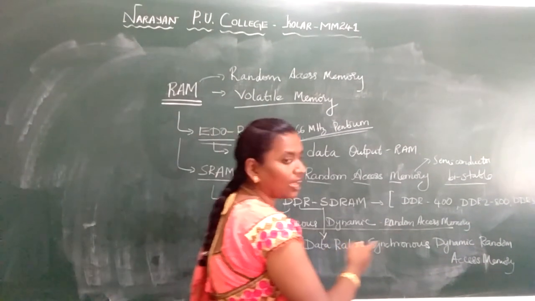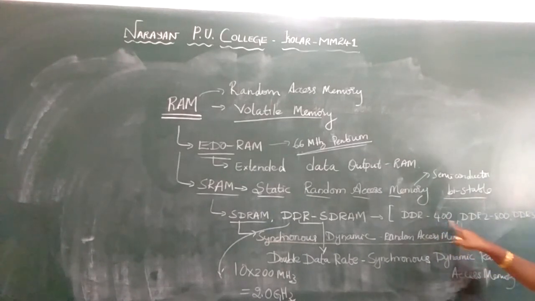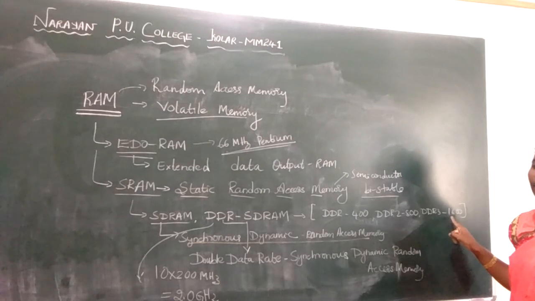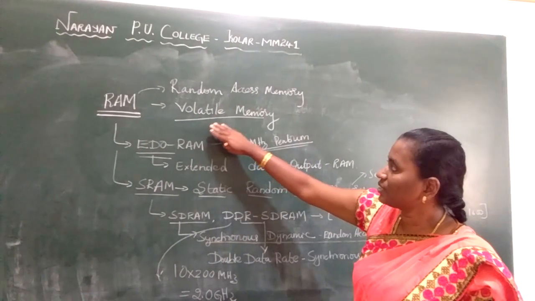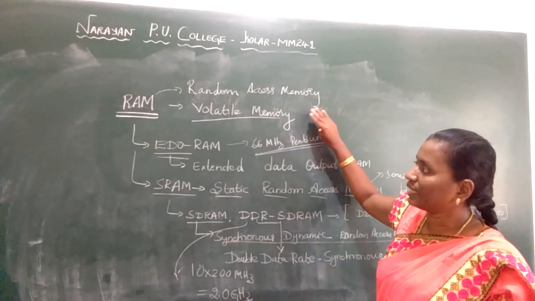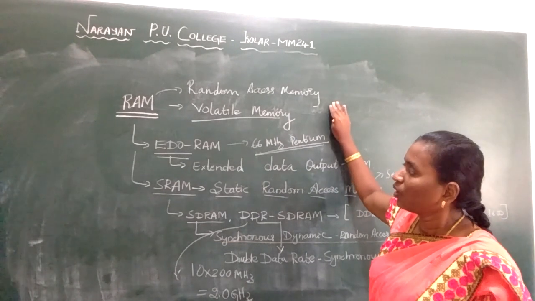Now in DDR we have again different speeds. So we have models: DDR 400, DDR2 800, DDR3 1600. I repeat, RAM stands for random access memory. It is a volatile memory. It is a temporary memory. The contents are erased once the power goes off.